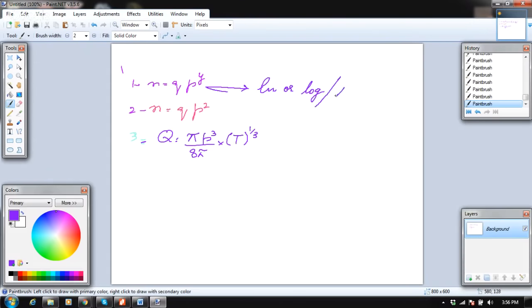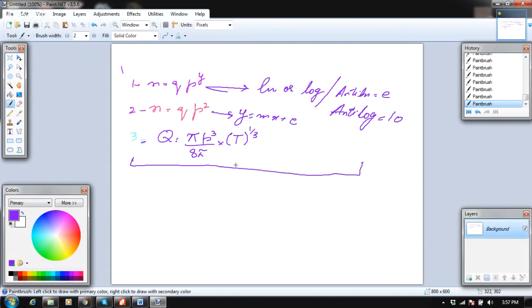So remember one thing, anti-log is e for natural log, and anti-log is 10 power for log base 10. But when you deal with this kind of equation, that is simple. You just need to make it y is equal to mx plus c. So it doesn't matter what kind of equation is given to you. Each equation must get the form y is equal to mx plus c or y is equal to mx. That is the suggestive graph.